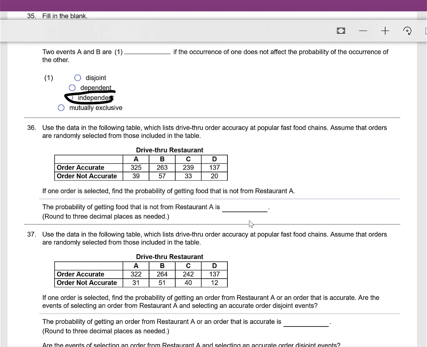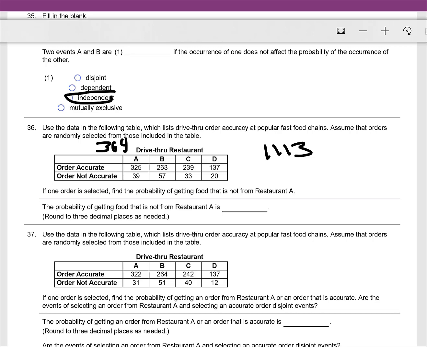Okay, so in order to do this one, I've got to look over on my notes here because I already added these up to the side here. Not from restaurant A. So the total in this table, I added all the numbers up. The total here is 1113. And in restaurant A, there are 364. So I'm going to go ahead and put that over here, 364.